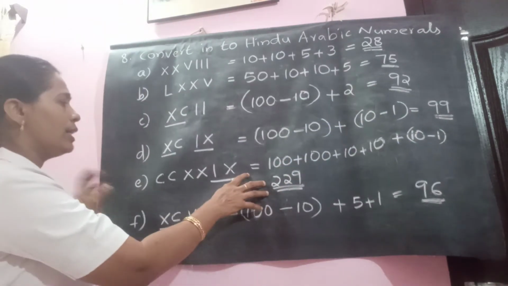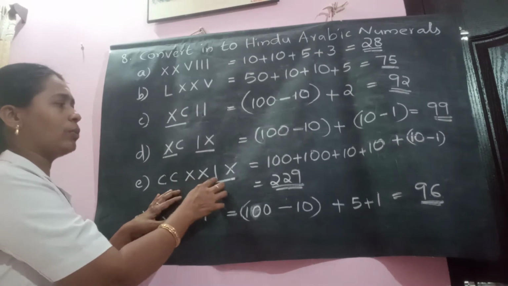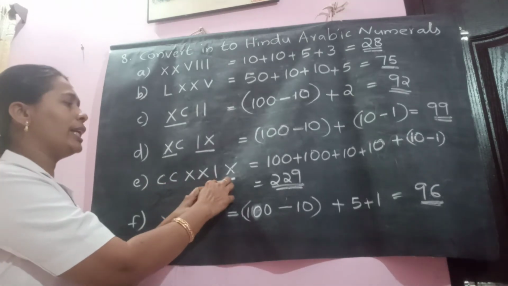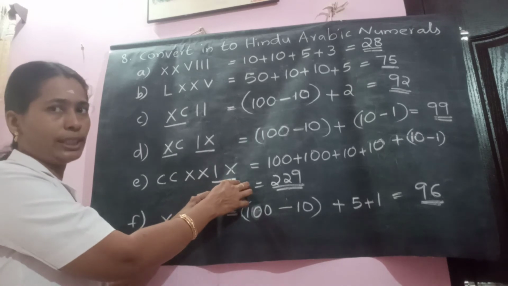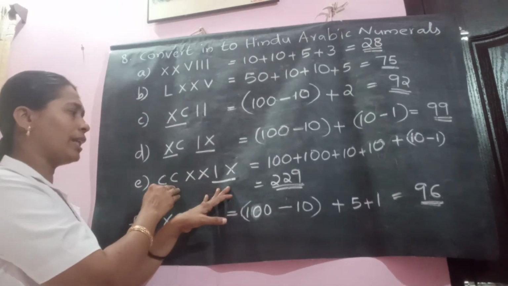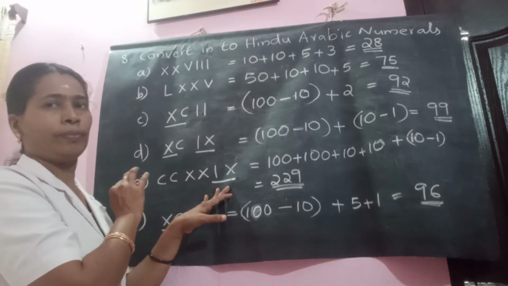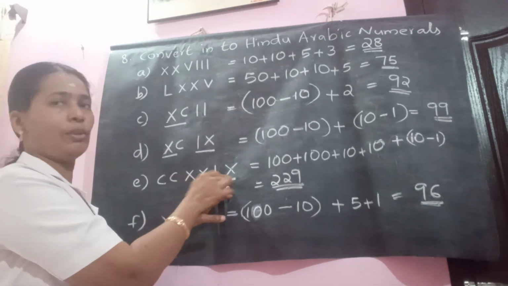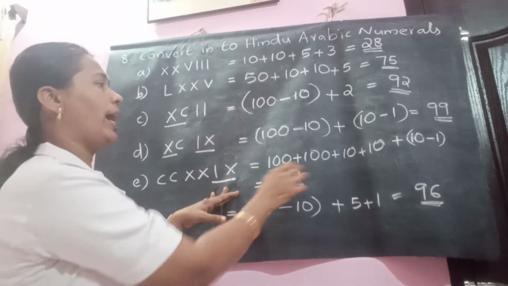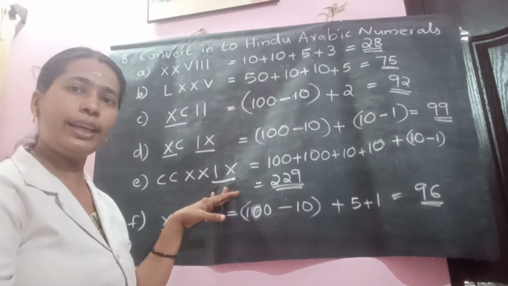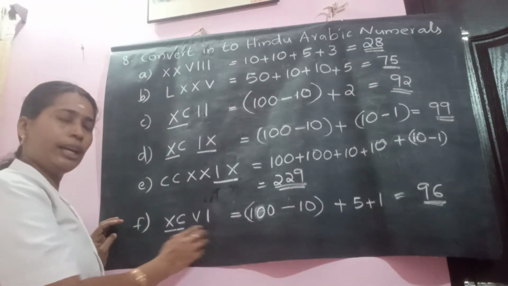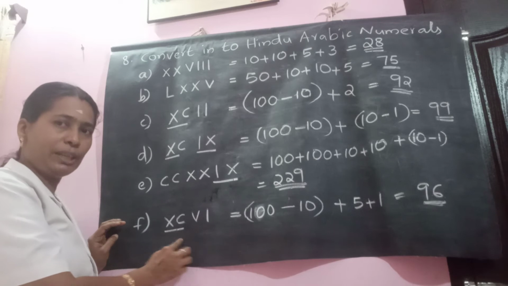Then the next one, CCXXIX. After this there is no change in the order, and the order is reversed in the last 2 digits. So the first 4 digits you directly add: 100 plus 100 plus 10 plus 10. But here there is a reverse order, so subtraction, 10 minus 1. So how much do you have? 229.